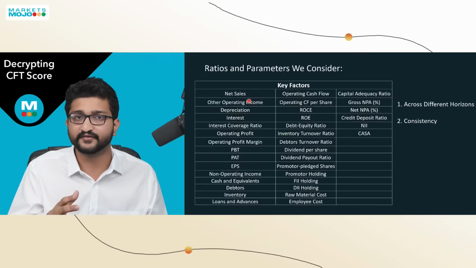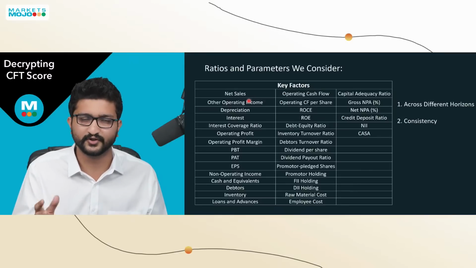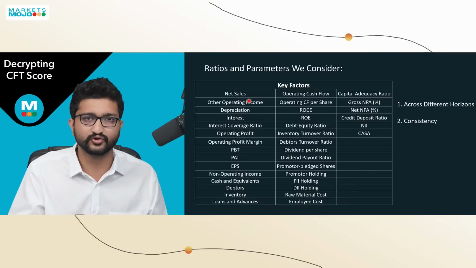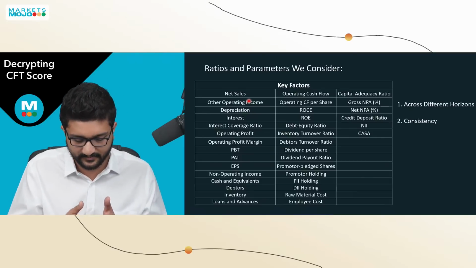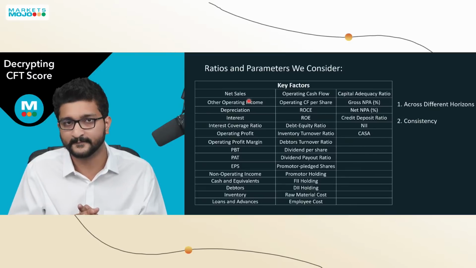Let's say a company receives very high net sales due to some particular order and the CFT score shows positive and it goes up, we are not just looking at that. We are looking at a consistent behavior across different time horizons.